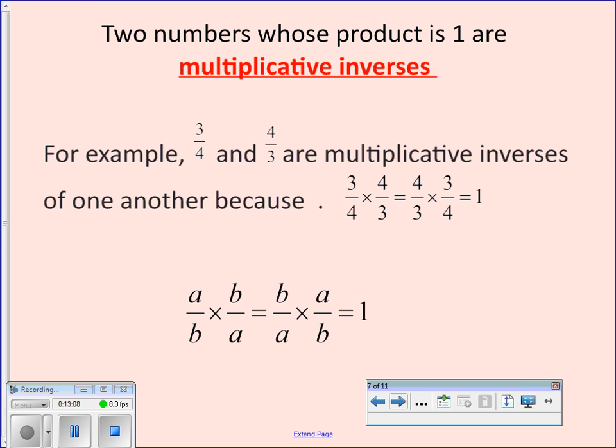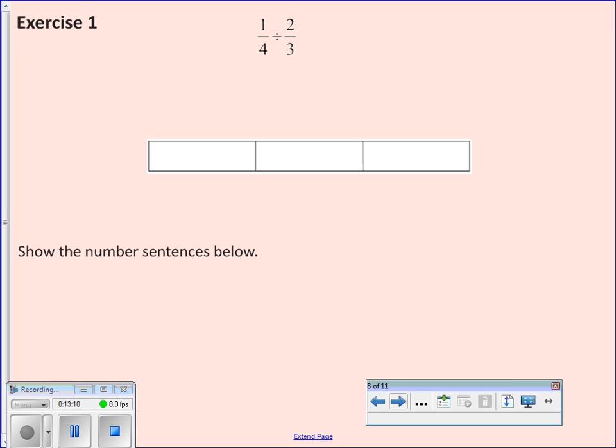So let's practice exactly what we're going to do here. Turn your page over. We're on page 32, exercise 1. 1/4 divided by 2/3. So 2/3 of what number is 1/4?